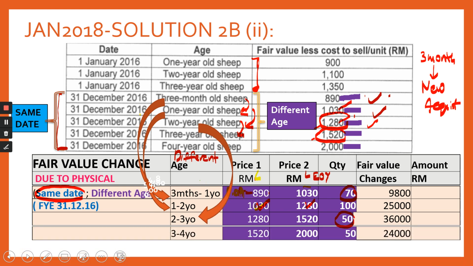the last one. The 3-year-old sheep, right? 3-year-old sheep. Oh, here this one should be 150. Sorry, this one is not 50. This one is 150. I apologize for that mistake, because I checked the question just now. The 2-year-old is not 50, it is 150. Go and check the question. Let me just show you.